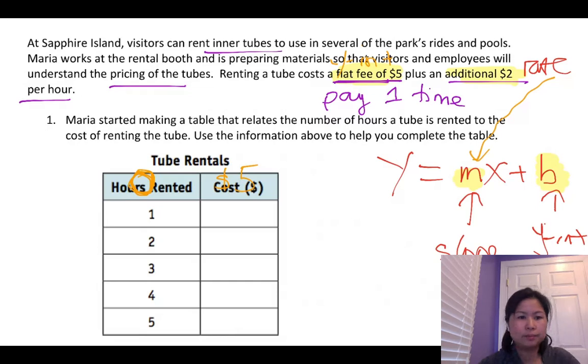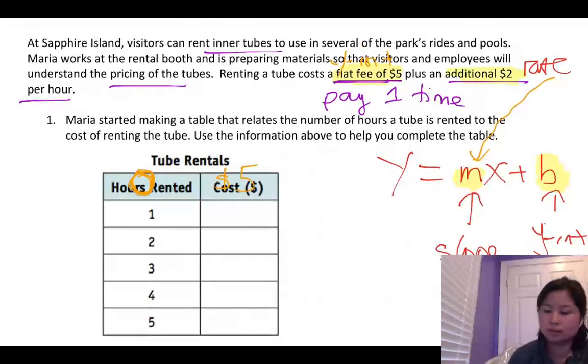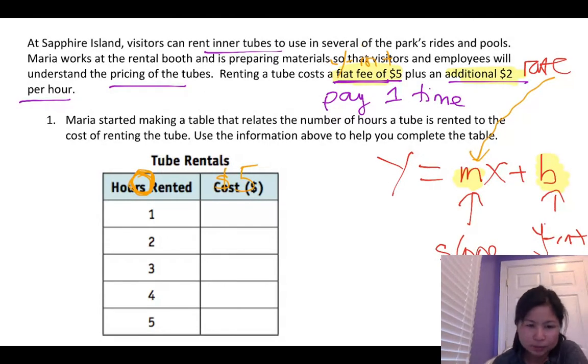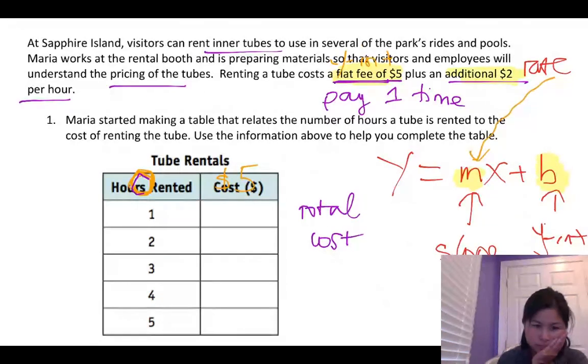Are you here? Okay, yeah. All right. So what will be the total cost? Give you a second. You pay $5. You have not used it. You're gonna rent for an hour. Now let's do the total. 7. Okay, that's good.